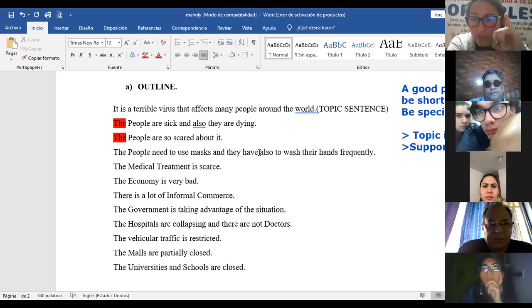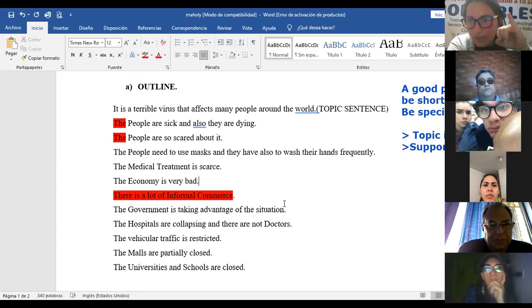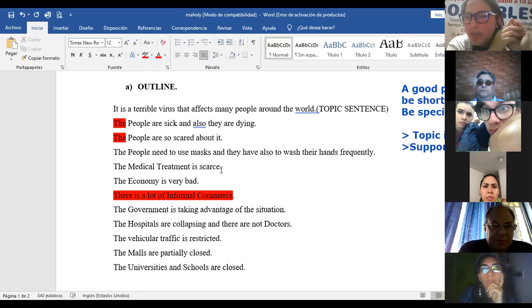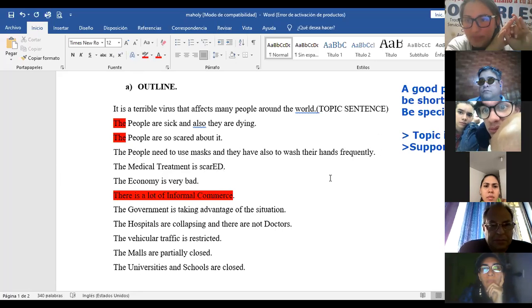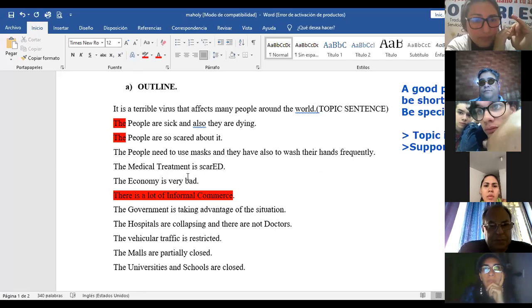Está hablando de la enfermedad, ¿sí? De las personas como tal. People are so scared about. También habla de parte psicológica, ¿sí? Hablamos una parte de enfermedad, otra parte de lo que es la parte psicológica. Luego dice, people need to use masks. Ya eso que vendría siendo, eso es otra idea que habla de la bioseguridad. ¿Sí? Entonces ya podemos ir agrupando las dos primeras en una idea. Esa de people use masks sería otra idea.